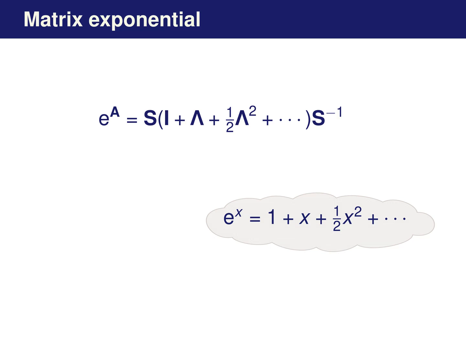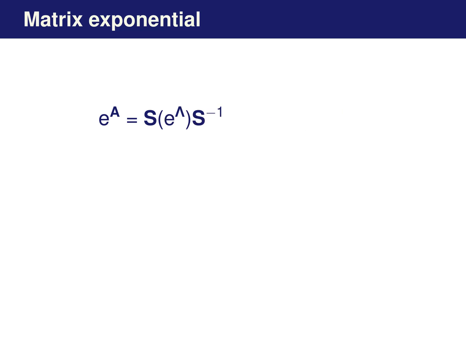The sandwiched expression is the Taylor series expansion of e to the lambda. Lambda is a diagonal matrix, so it scales each eigenvector basis independently. That means that we can apply the exponential function to each of the diagonal elements independent of the rest. We can use this formula to solve a system of differential equations.